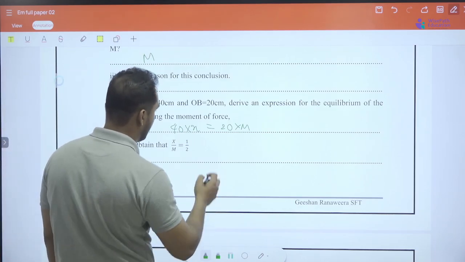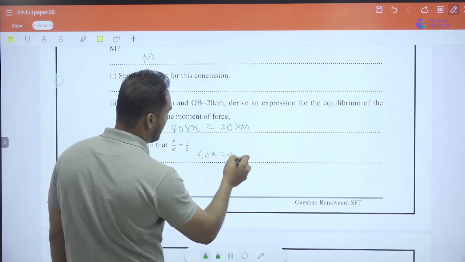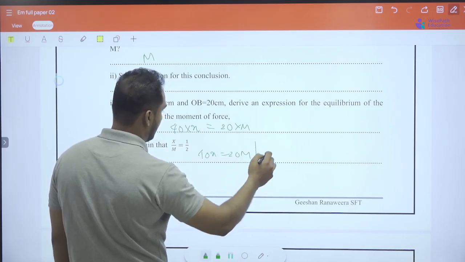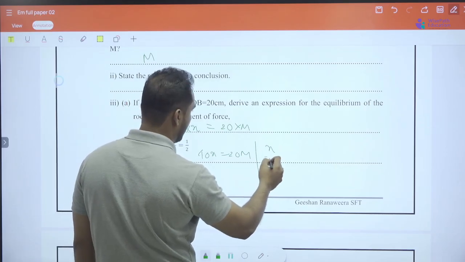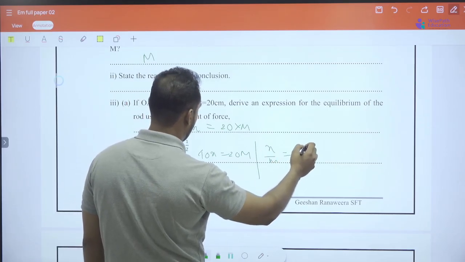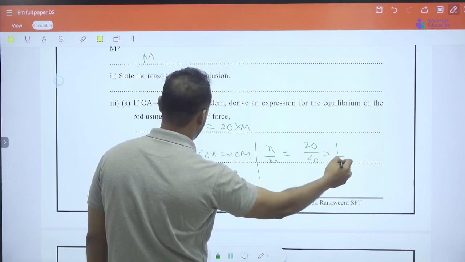You just simplify this, right? So 40 into x equals 20 into m. So x over m equals 20 over 40 equals half.